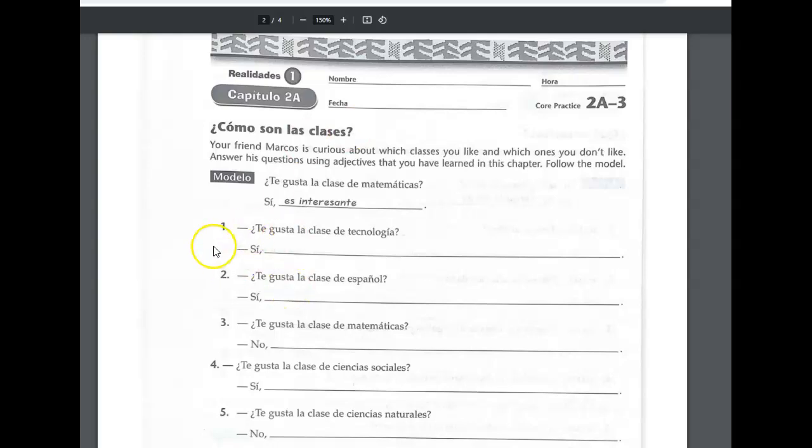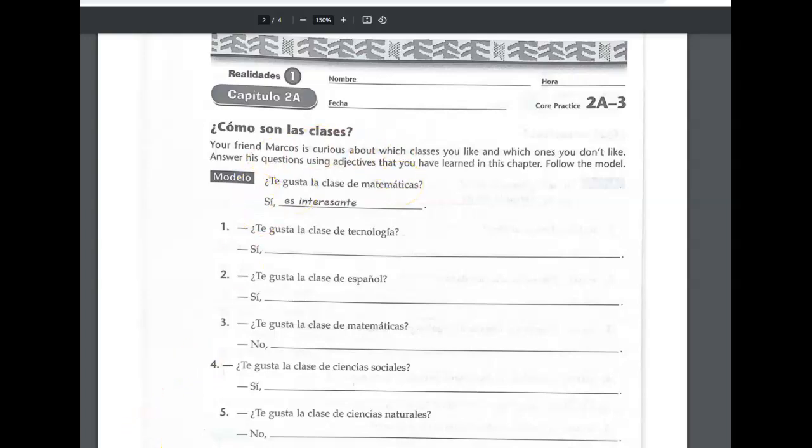For this one, we're going to modify it a little bit. I want you to feel free to begin with sí or no. Sí being yes, no being no. So you don't have to go based on the response that's provided. I want you to answer the question authentically according to you, whether or not you like or dislike your classes. So for example, ¿te gusta la clase de matemáticas? Do you like math class?